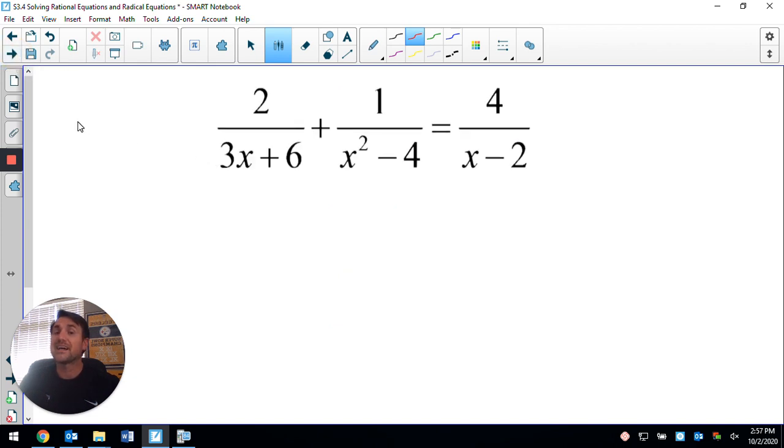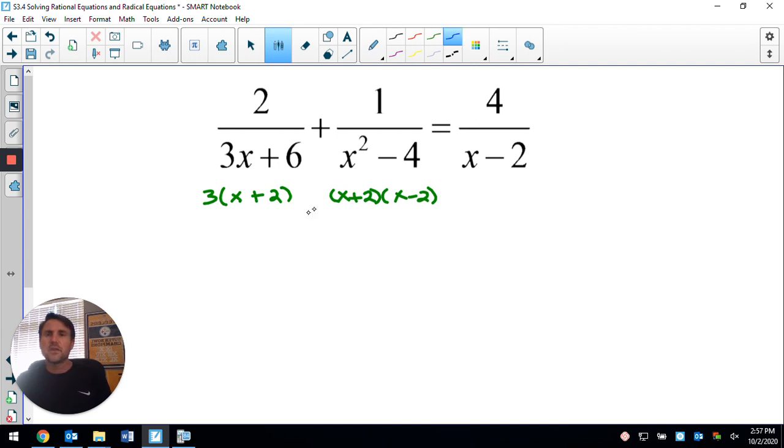Okay, this one looks a lot harder, but there are some things that are similar among these items. The first thing I would do is look for any similarities, and to do that you kind of have to factor all of these parts, all right? So this first denominator has a greatest common factor of 3. I can take the 3 out. The second denominator is a difference of 2 squares, so that would be x plus 2 and x minus 2. And then the last denominator is just x minus 2. Can't factor that at all.